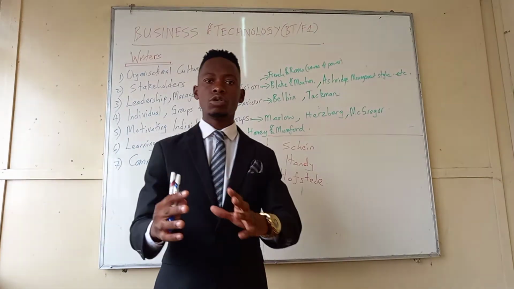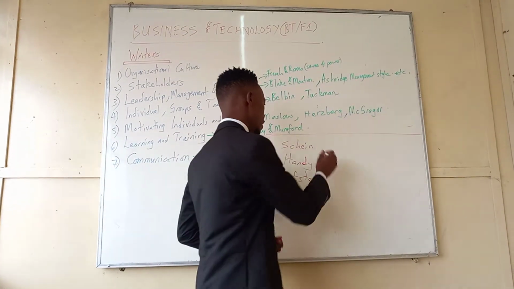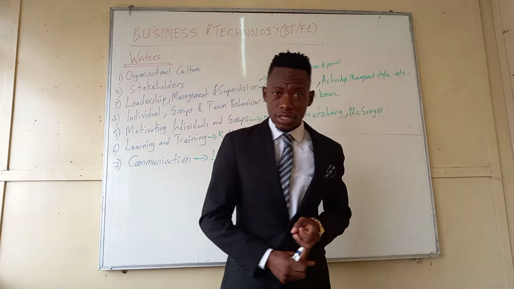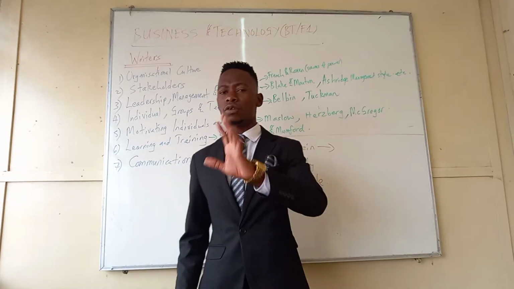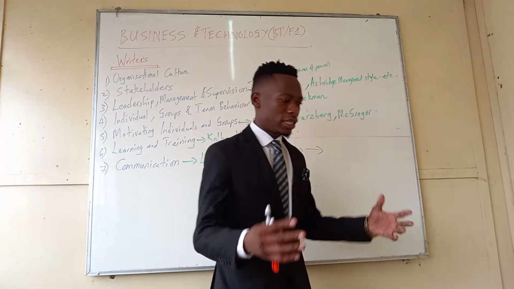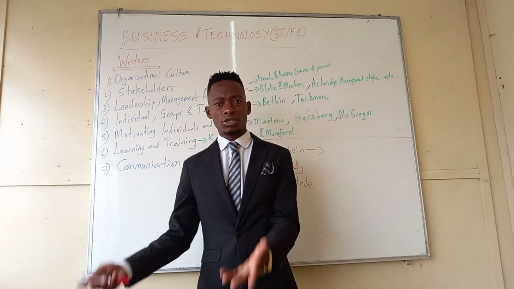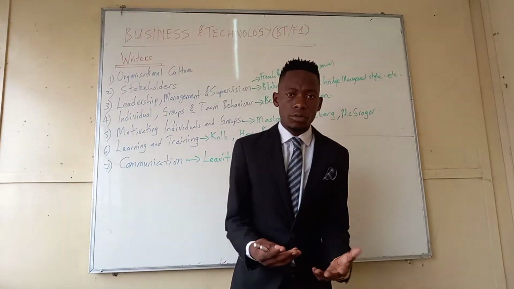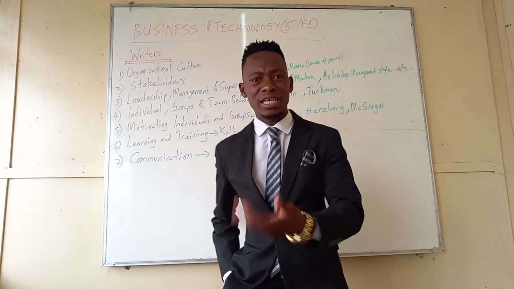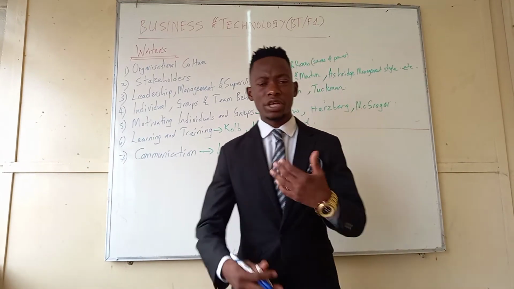Schein said that if you want to know the culture of an organization, you need to know three things: the artifacts, the exposed values, and the basic assumptions. The first thing is the artifacts. If you are talking about artifacts, you are talking about things that can be easily seen, such as the way people dress. Some people at the workplace always wear formal, so it's not difficult to describe what they really do. You can end up knowing the culture by looking at the dressing.